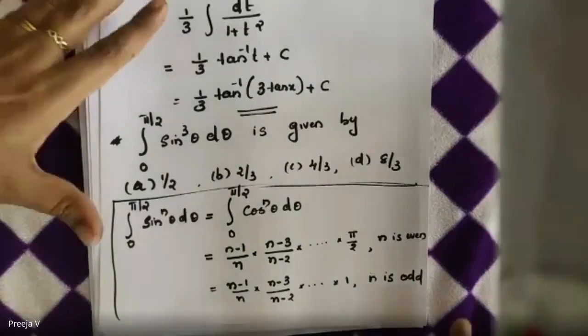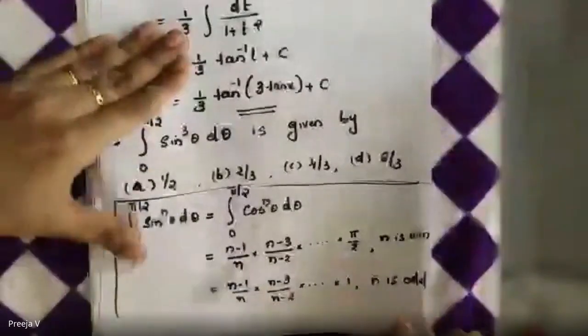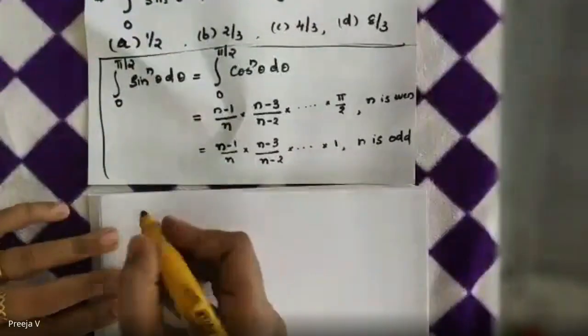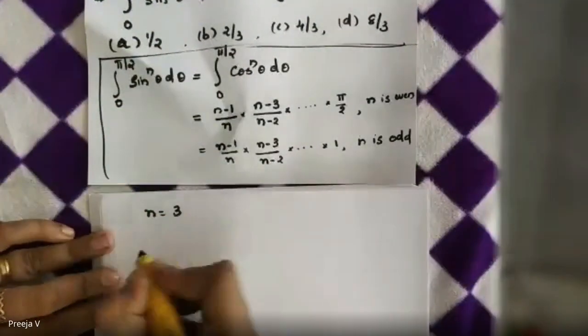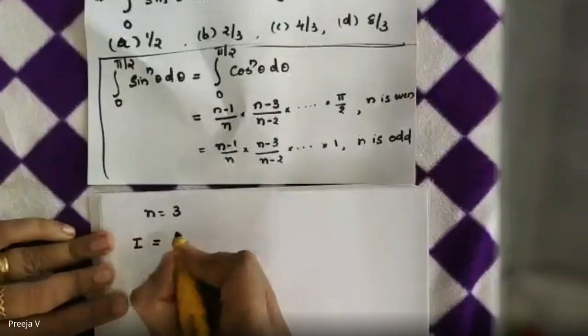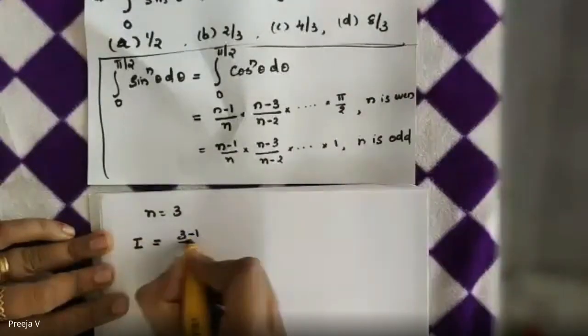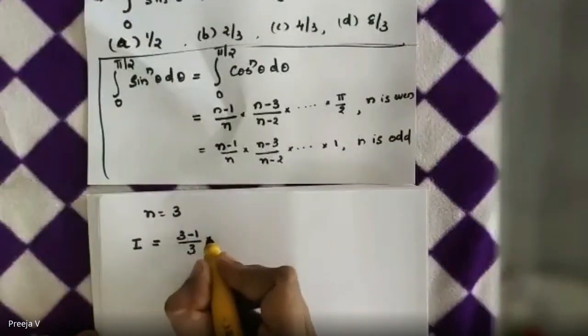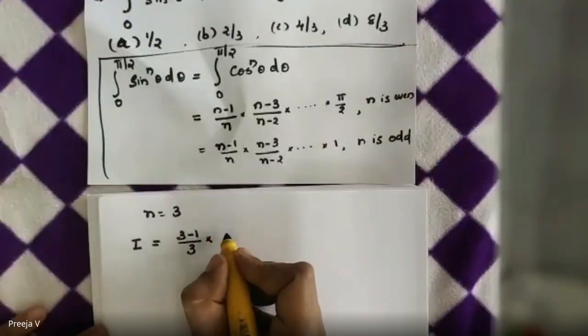3 minus 1 by 3. Yes, here n is equal to 3. When we apply this formula, here n is equal to 3. So given integral I can be written as 3 minus 1 by 3, 2 by 3, into next term, 3 minus 3 which is 0.